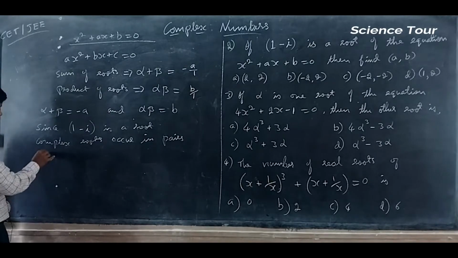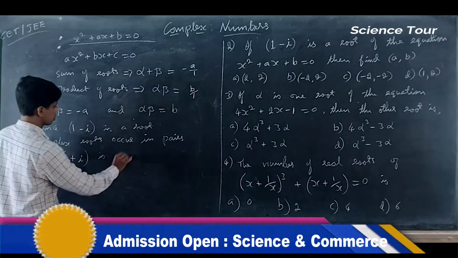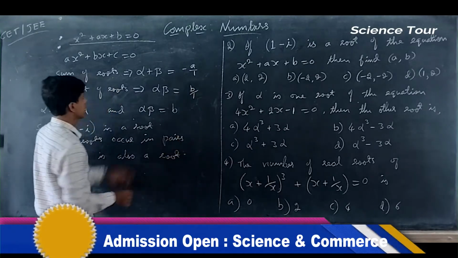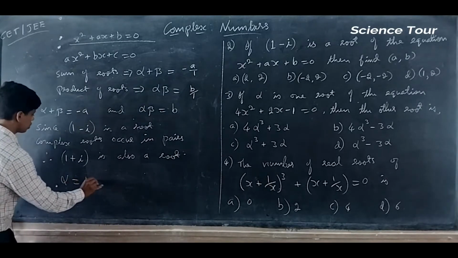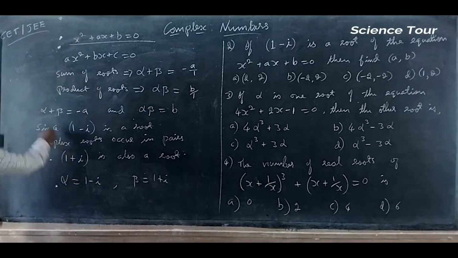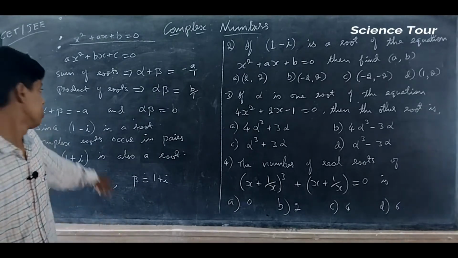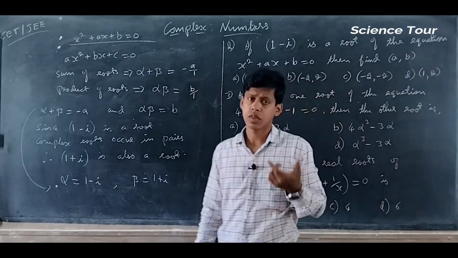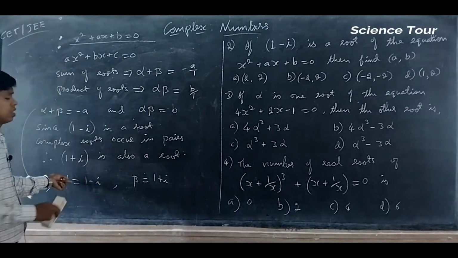Therefore, what is the conjugate? 1 plus i. So 1 plus i is also a root of the quadratic equation. Okay, therefore alpha is equal to 1 minus i and beta is 1 plus i. So now we have to combine these two things and then find a and b. We have to find the values of a and b. That's what we have to find, the ordered pair a comma b. Well, so let's solve these things.